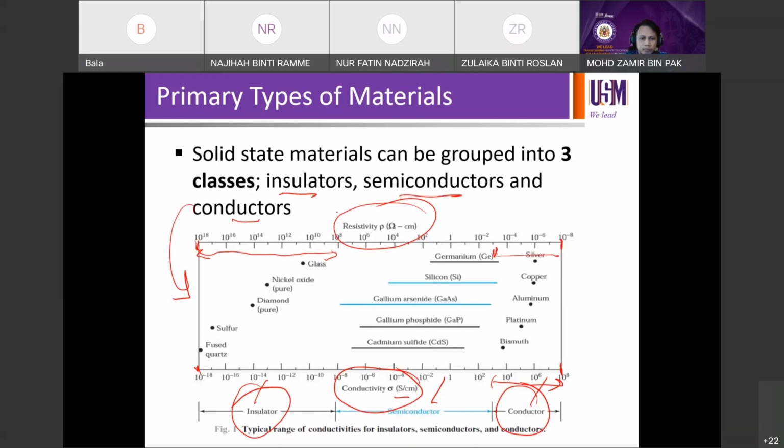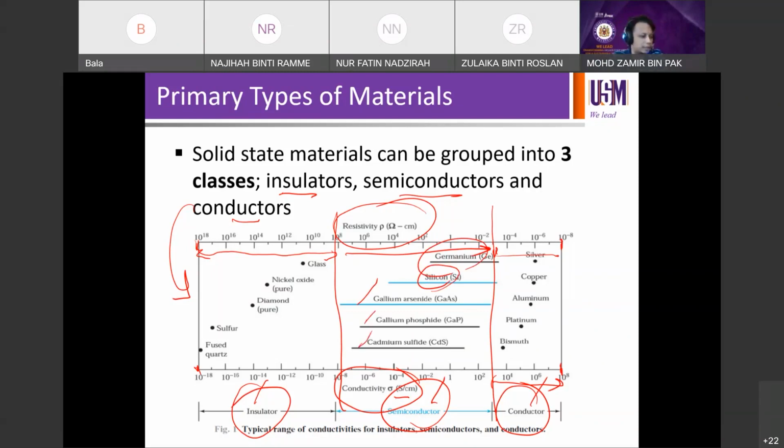In the middle is the group that we are very interested in, which is semiconductors. You can see that the resistivity is in between 10 to the 8 down to 10 to the minus 3, and then the conductivity is the inverse. There are many examples of semiconductor materials. They range from elementary semiconductors like silicon, germanium, just one element, right? And then you can also have binary ones like gallium arsenide, gallium phosphide, cadmium sulfide.